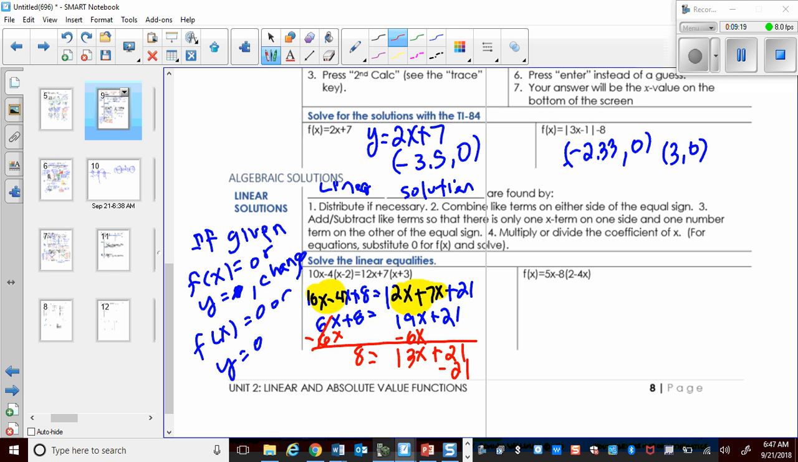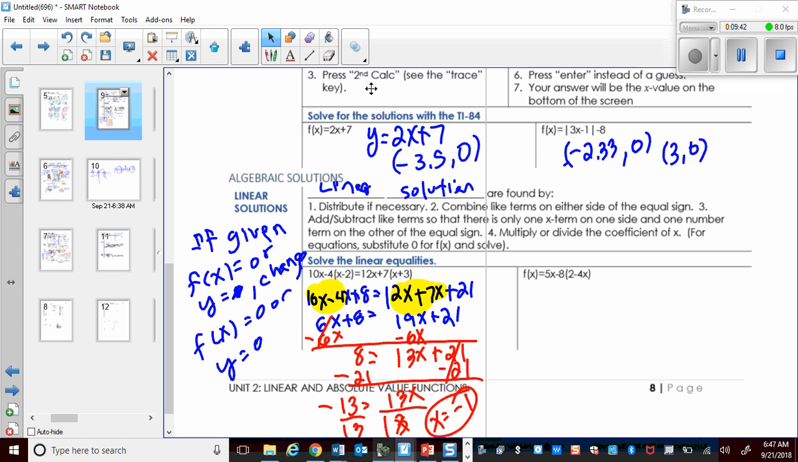Subtract 21 on both sides of this equation. I get negative 13 equals 13x. This goes away, and for my x, I divide by 13 on both sides. And I get that my solution is x equals negative 1. You could, of course, put it in x-intercept form, but they're not really asking for that in this case.